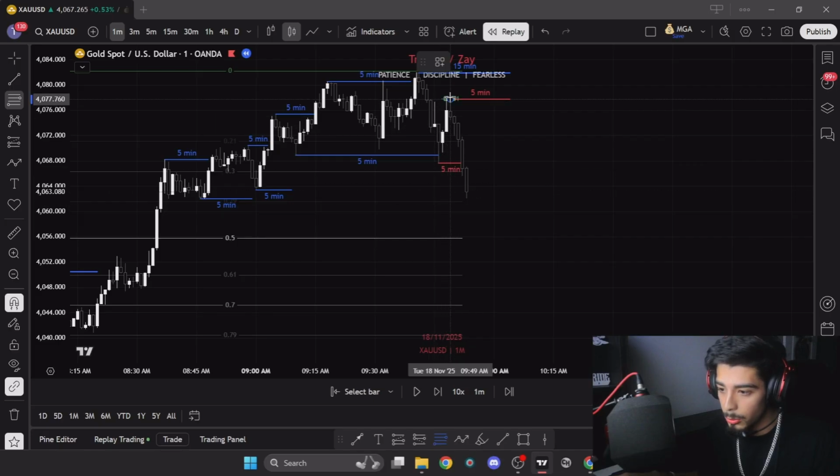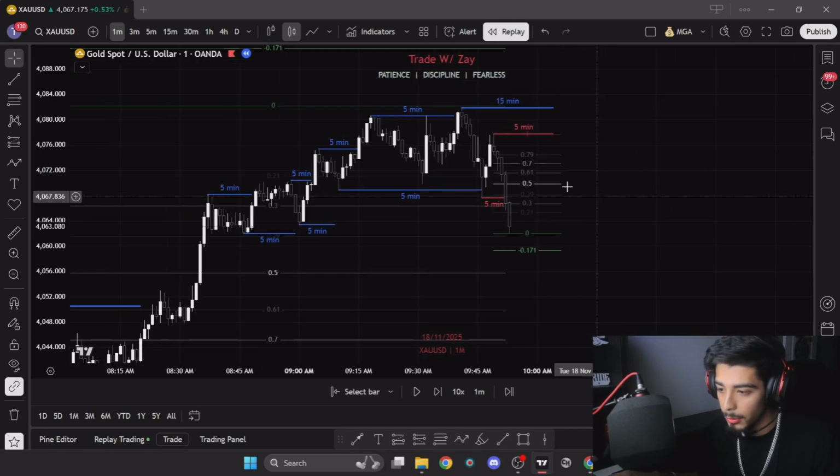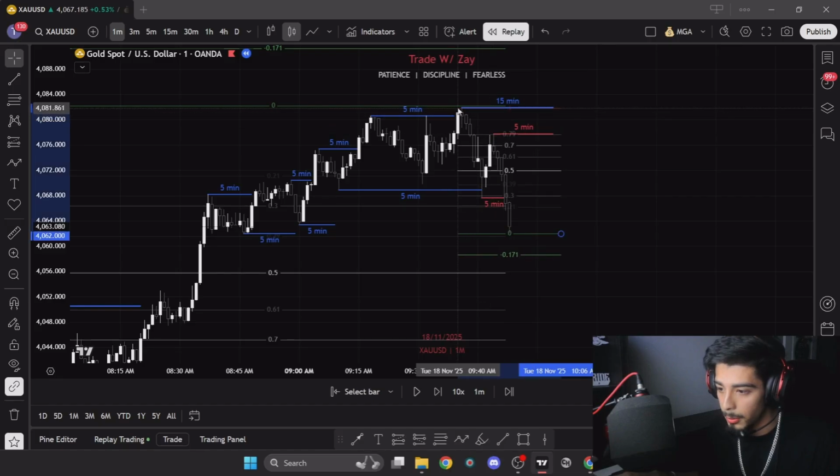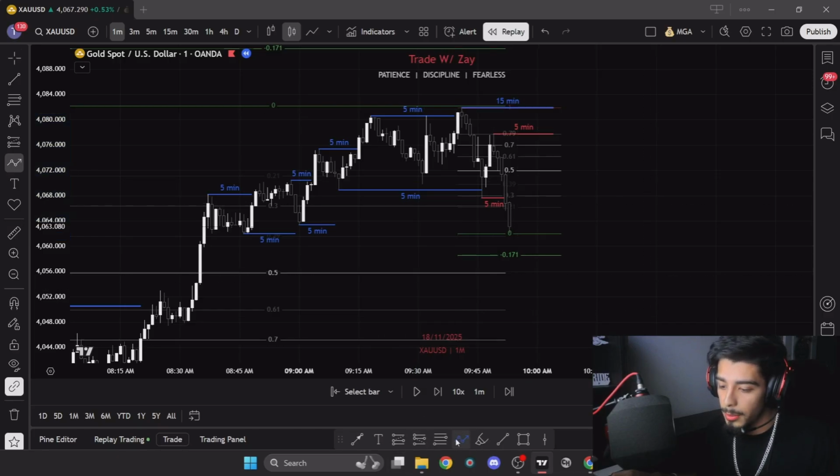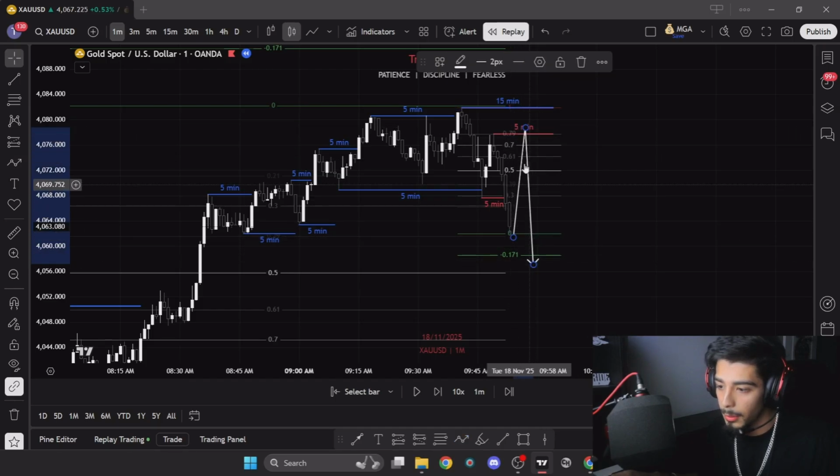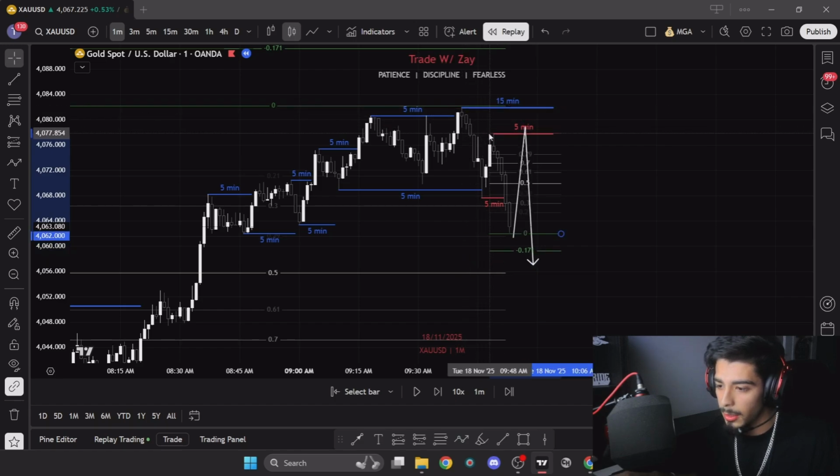That's what I did. I drew a fib from here to here. Initially I had my fib here, but the reason why I had it up here was just in case price did like a liquidity grab. You know, I was gonna have my stop loss up here, but then I was kind of looking at it.